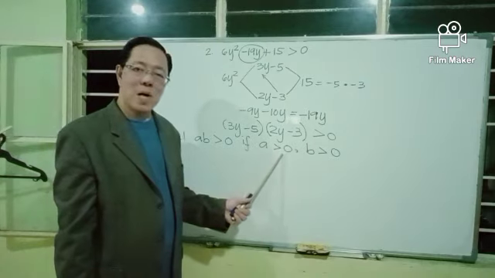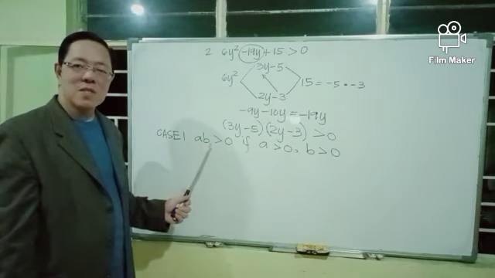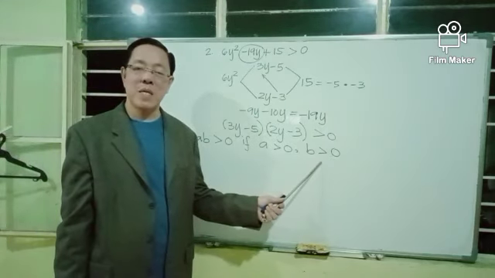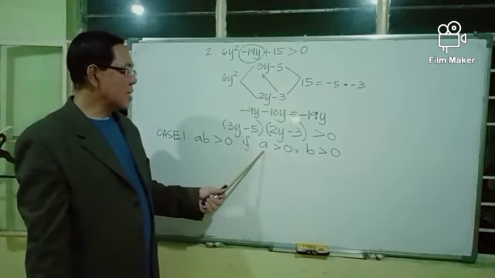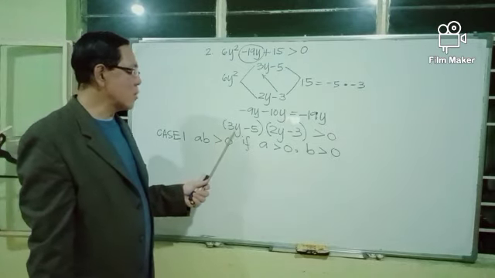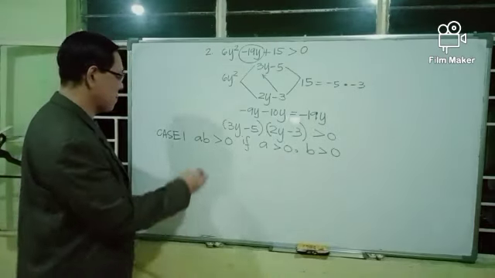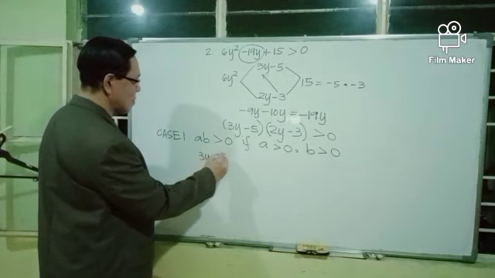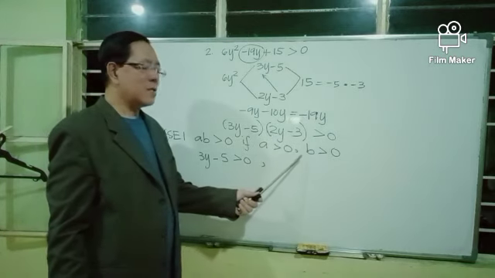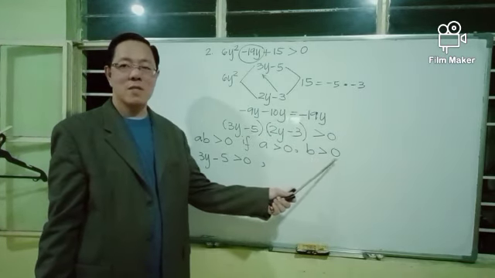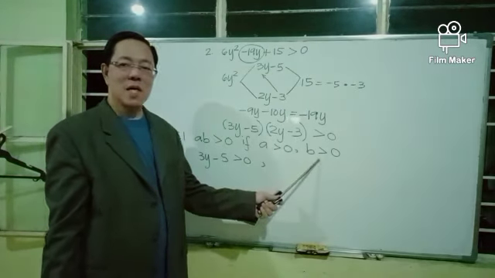If A is greater than 0, positive, and B greater than 0, positive. That means the product of two real numbers is positive if both factors A and B are positive, or if both A and B are greater than 0. Where A now is our first factor, 3y minus 5, and it should be greater than 0. And the second factor, B, is also greater than 0 for case 1, where B is the second factor, 2y minus 3, must be greater than 0.